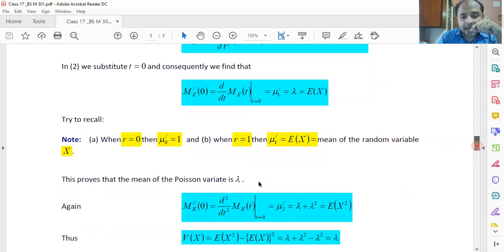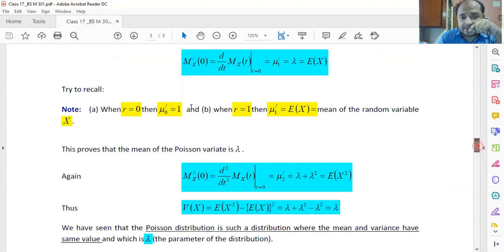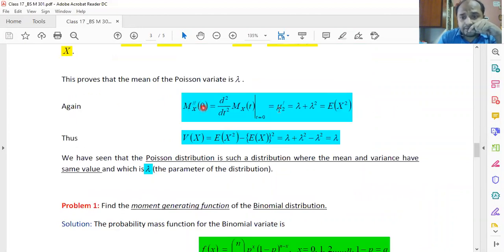To derive variance, I am now going to apply the same theorem for Mx double dash t, and I'm going to put t equal to 0 in the expression. If you put t equal to 0 in this clumsy expansion, after simplification, you will get Mx double dash at t equal to 0 as lambda plus lambda square. By theorem, Mx double dash 0 is mu 2 prime, and mu 2 prime is the same as E of x square, by our discussion of class 6. So E of x square has been obtained for the Poisson variate.